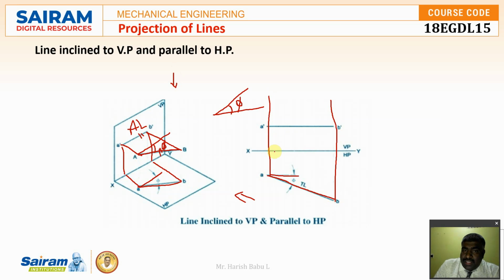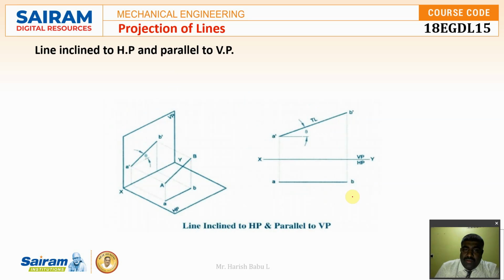So by knowing the distance from HP, I can draw the line and specify that as A dash and B dash. This will be your apparent length, this will be the true inclination, and this will be the true length. So this is the fourth condition.